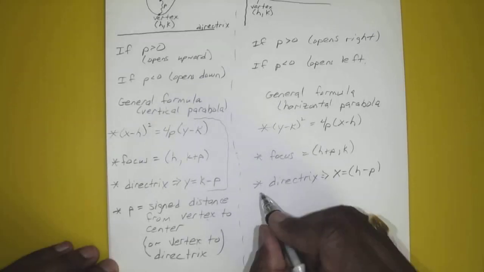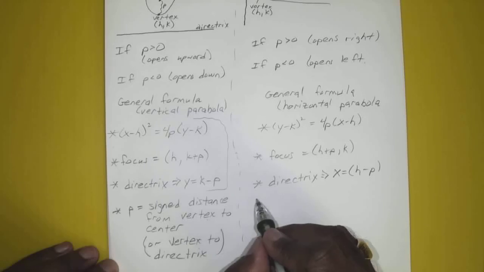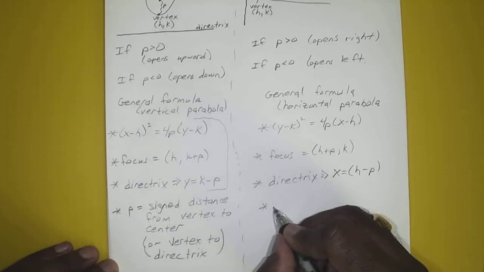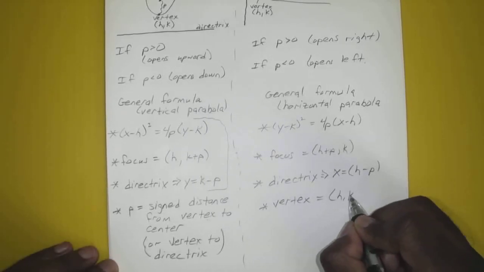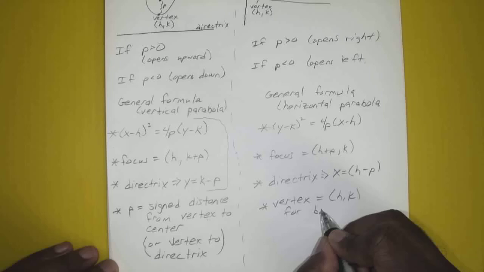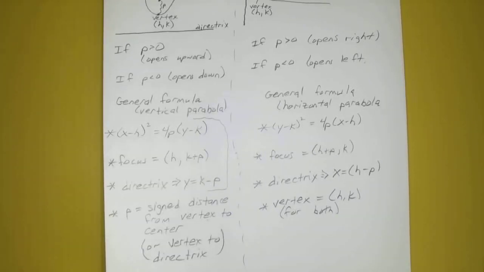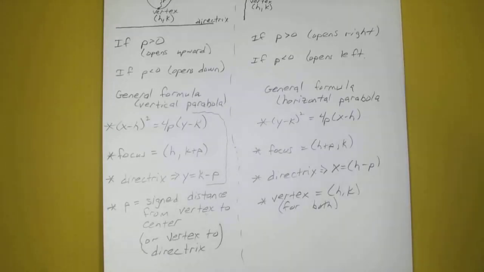Okay, so we know that, again, the p value is the same for both of them. And just to write it down, your vertex is h, k for both. Okay, I'll leave that up for a few more seconds.